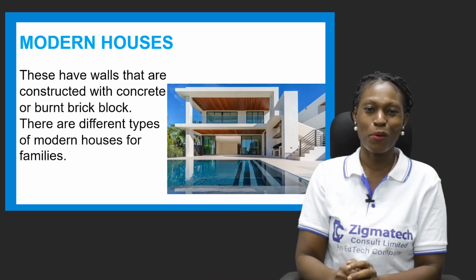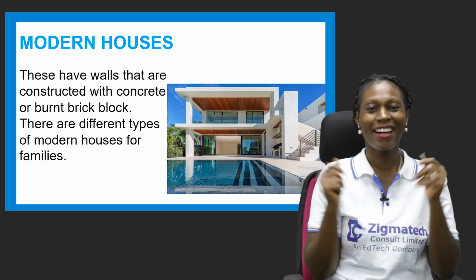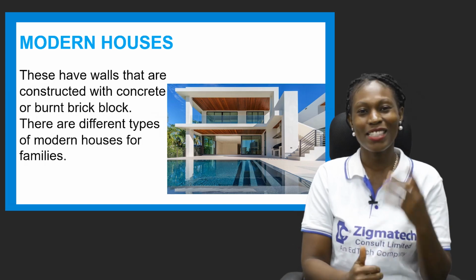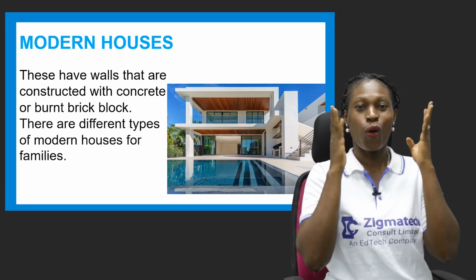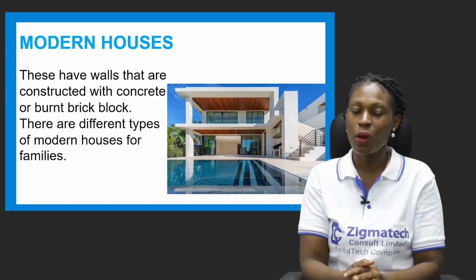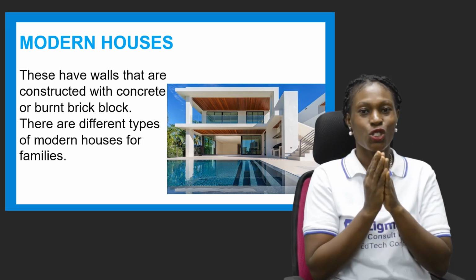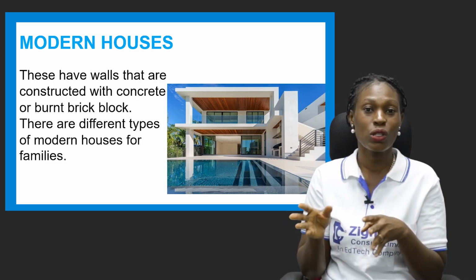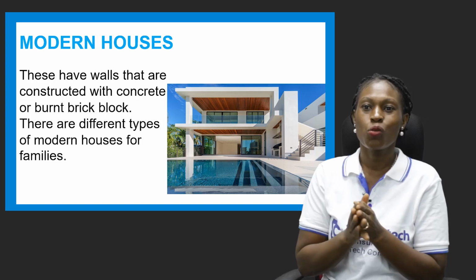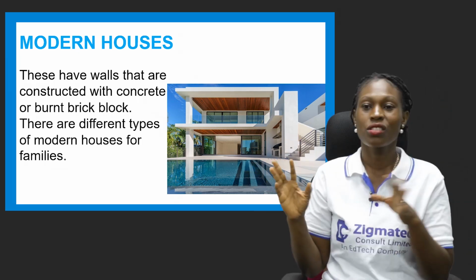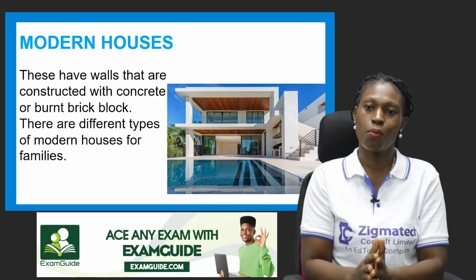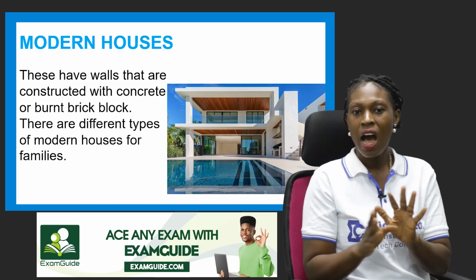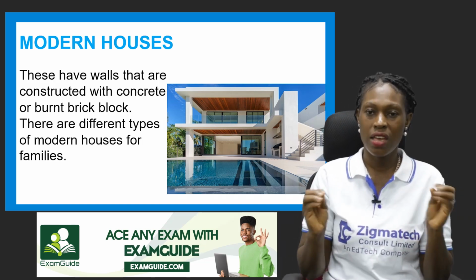Okay, now let's come back to the ones we're not talking about, unlike all these other ones. Now, the modern houses. Yeah, I know this is what you were born into, the modern houses where everything is just okay, lovely and beautiful. There's no stress, no fatigue when it has to do with cooking and all of that. So modern houses have walls that are constructed with concrete or burnt brick blocks, just as the one we have today. Now there are different types of modern houses that families live in.